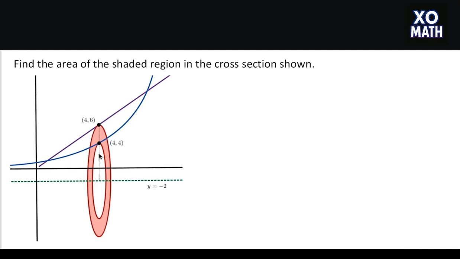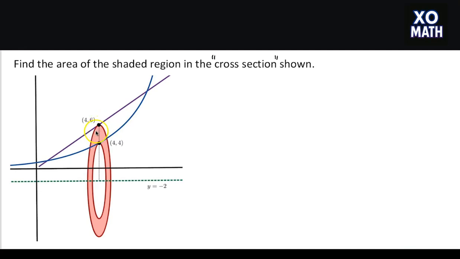So we want to think of it as sort of a washer. Find the area of the shaded region in the cross section shown. Again, we're going to have to really visualize what's happening here. This may be the first time we've seen anything like this. Here's our x-axis and our y-axis. We have a curve and we have a line. And so we have these 2 points here that form the distance between what we are going to call 2 concentric circles. So we have this cross section that is formed.